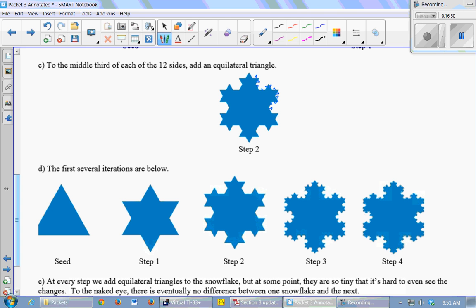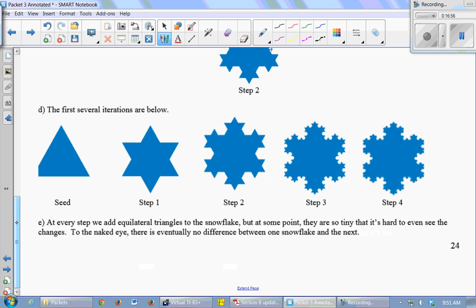Yeah, every time you do it, it'll be times 4. The number of sides goes up by a factor of 4. So these are the first several iterations up through step 4. And you can see it's starting to look like a snowflake. At every step, you add equilateral triangles to the snowflake, but at some point, the triangles that you add are so tiny that it's hard to even see the changes. And to the naked eye, there's eventually no difference between one snowflake and the next.